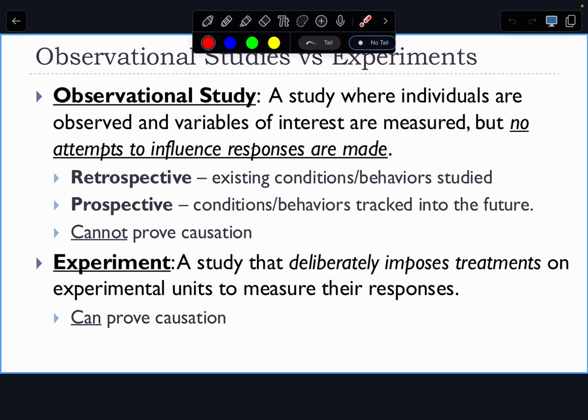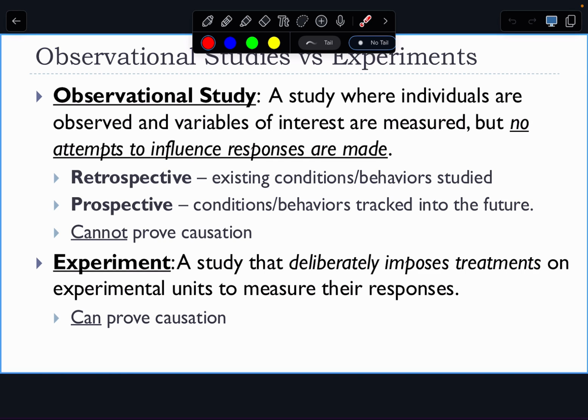Observational studies are simply studies where individuals are observed, variables of interest are measured, but there are no attempts to influence responses that are being made. So in an observational study, all we're doing is identifying a sample of individuals that we want to gather information from, and we're simply observing.